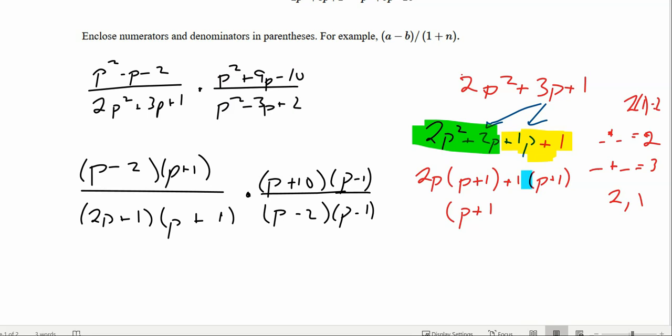So if you look at this, there's a common factor right here, a p plus 1 that I can factor out. And then it leaves me the 2p and the plus 1. Now remember, it doesn't matter what order you write the factors in.